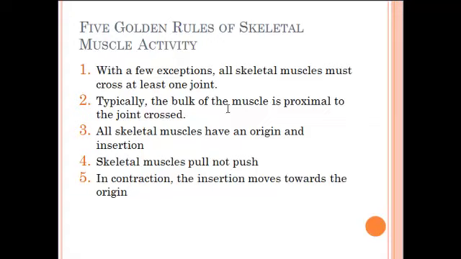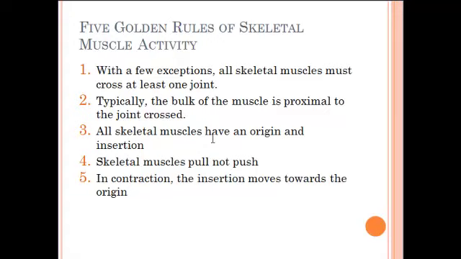In general, most of the muscle is on the proximal side of the joint. So if you remember proximal, that means closer to the body. And so, for example, if you think about the biceps, we'll look at a picture here in a minute and go through all these rules again, but if you think about the biceps, the majority of the mass of that muscle is proximal to the elbow. So it's closer to the body. The elbow is distal.